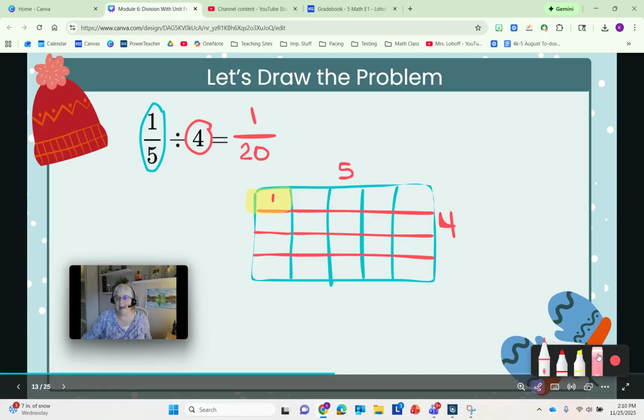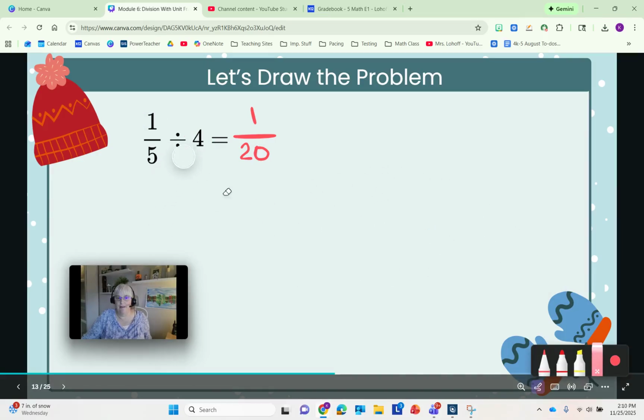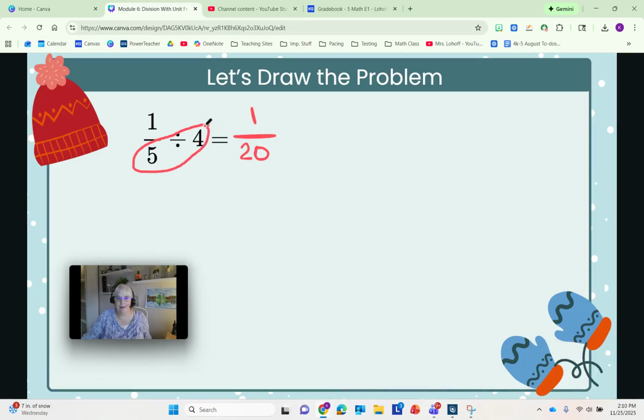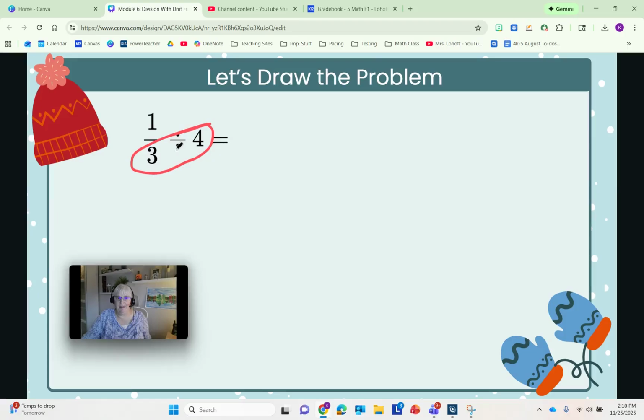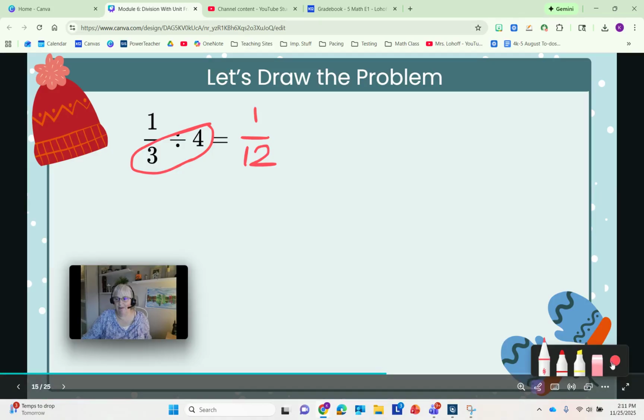The trick that we noticed last time in order to figure this out was we are multiplying the denominator by the whole number to get a new denominator, and the unit fraction at the top stays 1. Let's try that trick here. 1/3 divided by 4. Well, if I'm going to follow the trick, that means I'm going to multiply 3 times 4, keeping 1 at the top. That would mean it would be 1/12.